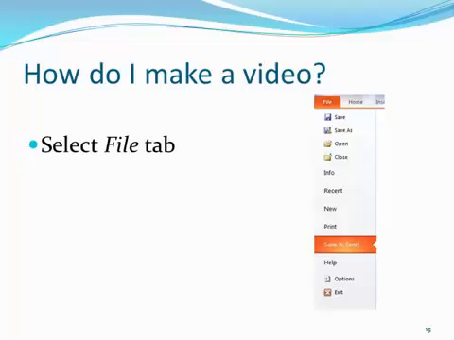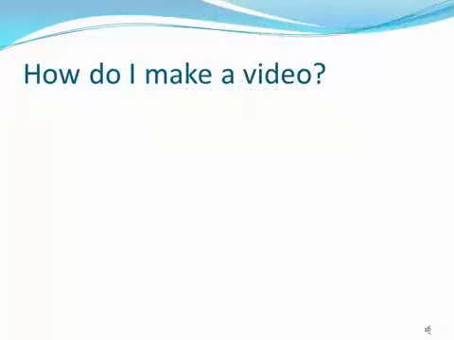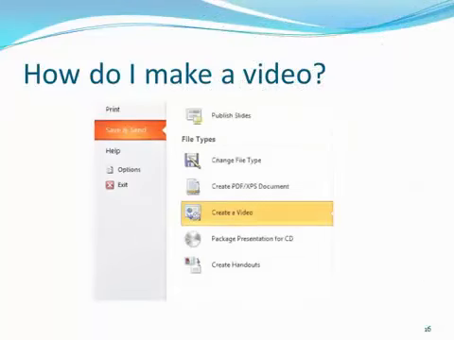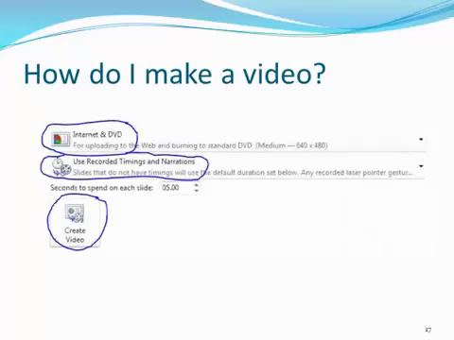To create a video, simply go to the File tab, and then scroll down and choose Save and Send. After you've selected Save and Send, to the right, select Create a Video. To the right of Create a Video, you want to choose the video quality. I recommend choosing Internet and DVD. Then you want to select Use Recorded Timings and Narrations, and then press the Create Video button.